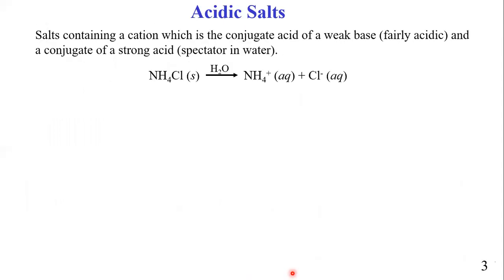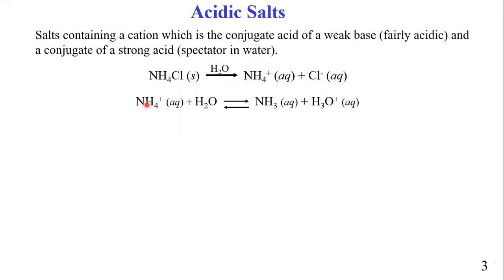In the case of acidic salts, however, when the salt is split up into a cation and an anion, the cation is the conjugate of a weak base. In other words, the cation in this case is reactive. So look at ammonium. Of course, ammonium is not a spectator ion. Cl- is a spectator ion. And in this case, the cation can react with water. How does it react with water?